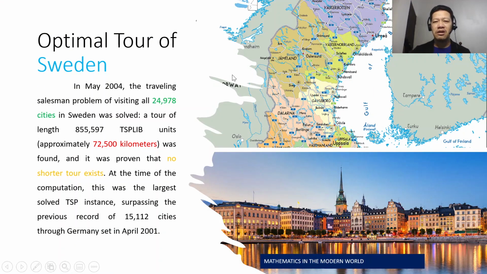One good application of the TSP, or the traveling salesman problem, is actually the optimal tour of Sweden. In May 2004, the traveling salesman problem of visiting all 24,978 cities in Sweden was solved. A tour of length of approximately 72,500 kilometers was found, and it was proven that no shorter tour exists. At the time of the computation, this was the largest solved TSP instance, surpassing the previous record of 15,112 cities through Germany set in April 2001.